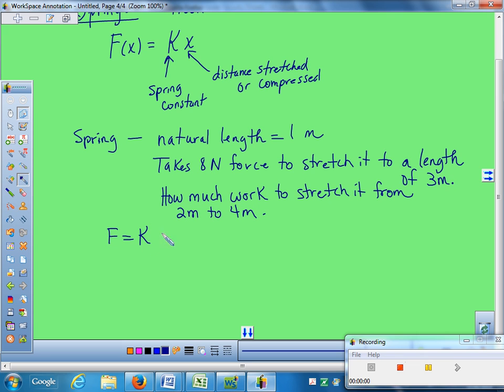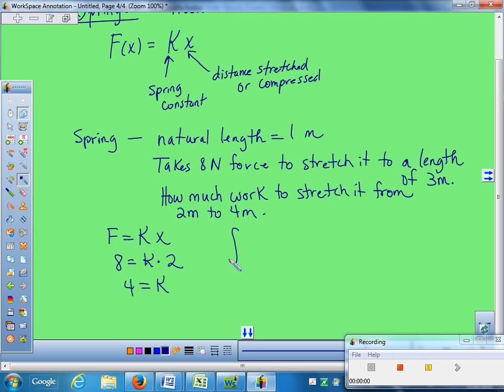What is the force they gave me and a distance I know it stretched? An 8 Newton force. K is what I'm out to find. And I actually stretched it how far? 2, because I went from 1 to 3. So that's a 2 meter change. And so therefore K is a really difficult 4. Ooh, that was tough. Okay, so then I'm going to set up an integration.